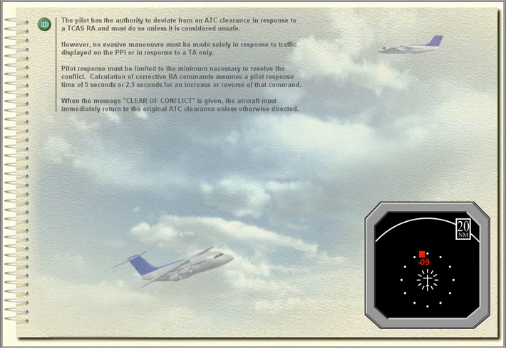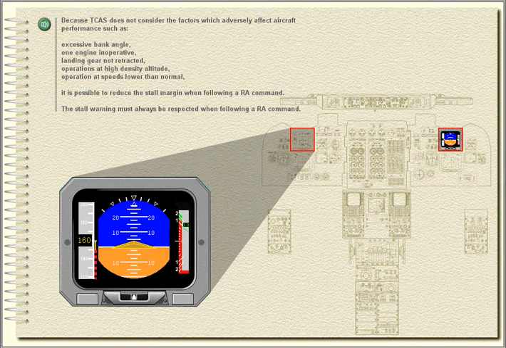Calculation of corrective RA commands assumes a pilot response time of 5 seconds, or 2.5 seconds for an increase or reverse of that command. When the message "clear of conflict" is given, the aircraft must immediately return to the original ATC clearance unless otherwise directed.